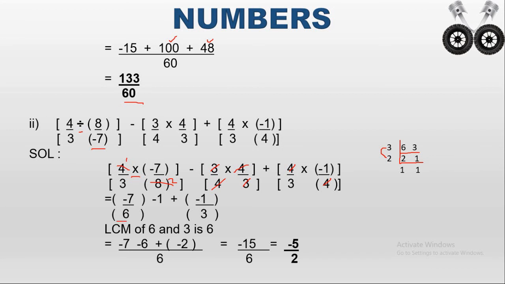So the first rational number has the denominator 6. So we can write minus 7 as it is. And then the second rational number has the denominator 1. So up and down you have to multiply by 6. So it can be written as minus 6 by 6. Then the third rational number has the denominator 3. So we have to multiply the numerator and the denominator by 2. So minus 1 into 2 is minus 2 whole divided by 6.